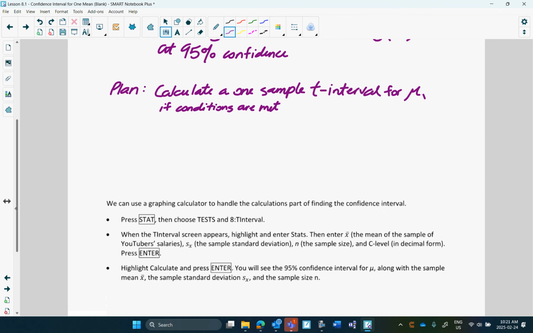And there's three conditions again. There's random. There's 10%. And then I'll talk about the third one in a second because it's just a little bit different. It's not large counts. So random, well, if you go back to the question, the 35 videos were randomly selected. So the videos were randomly selected.